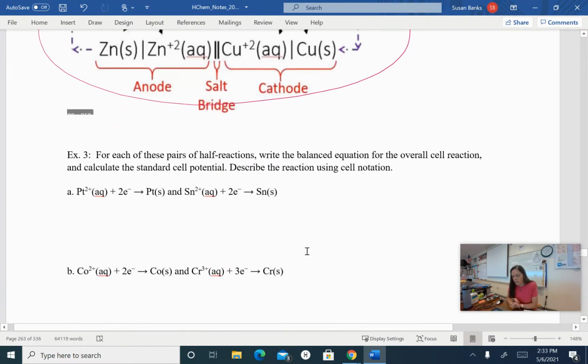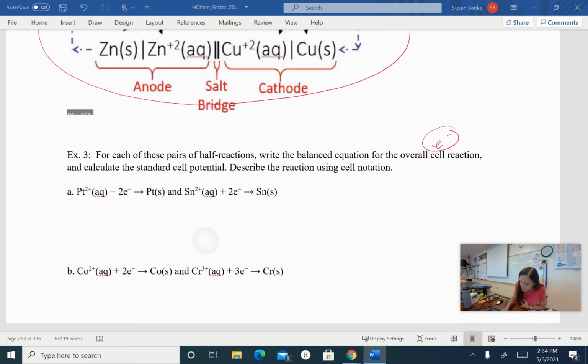Okay, so example 3. For each of these pairs of half reactions, we're going to write the balanced equation for the overall cell reaction. So we have to balance electrons here, and we have to calculate the standard potential. Okay? So we're going to describe the reaction using cell notation. So the first thing we've got to do is look up these cell potentials. So platinum plus two electrons going to platinum solid is positive 1.18. And I'm using the table from a couple pages ago. So if you want to refer to that, it's on page, I think, 68 of your workbook, there's another table in the homework section as well.